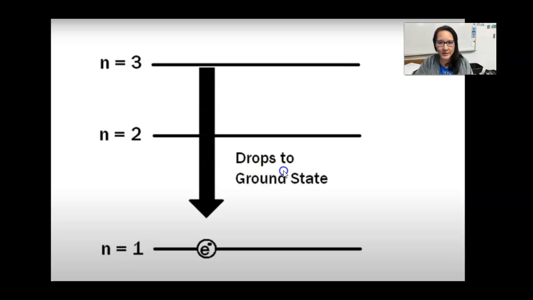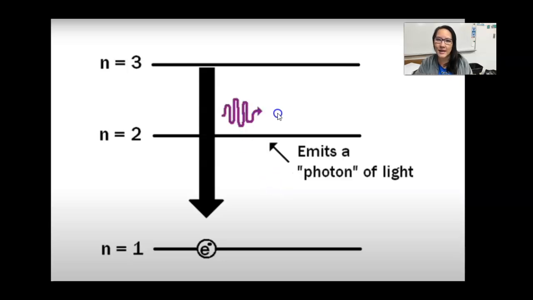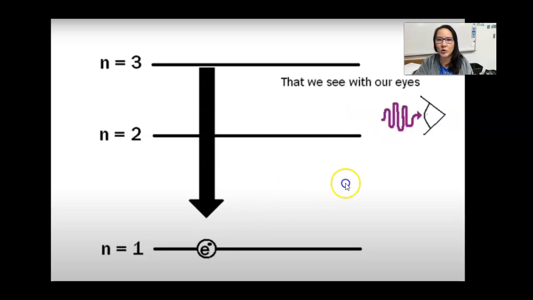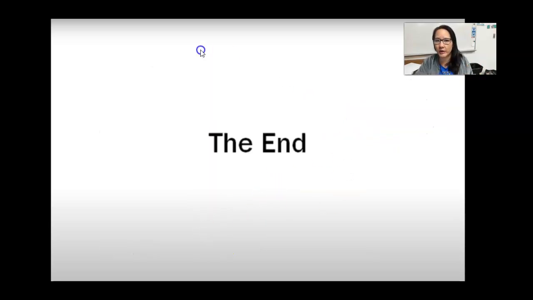And when it drops back to the ground state, it's going to release that energy it absorbed, but this time it's going to release it in the form of light. And it's going to be violet colored light because the energy that was absorbed was enough to raise us up to energy level 3, and so the release was a violet color.